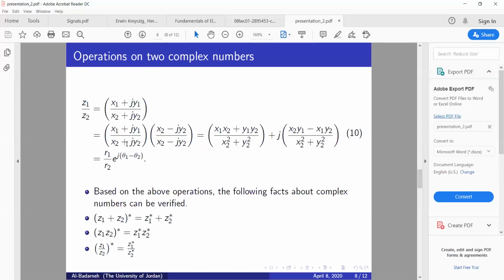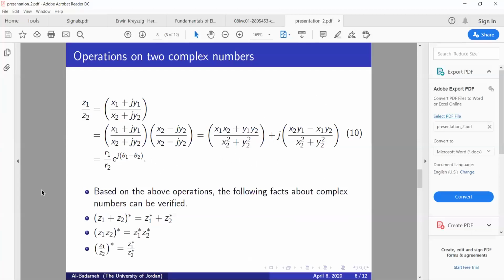Okay. Now I will take advantage of the conjugate property. So (x2 + jy2) multiplied by (x2 - jy2) should give us x2 squared plus y2 squared. And if you expand this product, (x1 + jy1) multiplied by (x2 - jy2), after some simplification, we can obtain, or we can simplify z1 divided by z2 as we can see here.